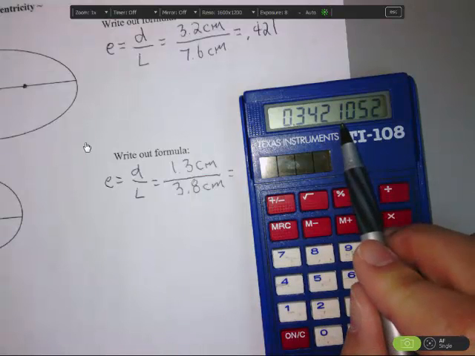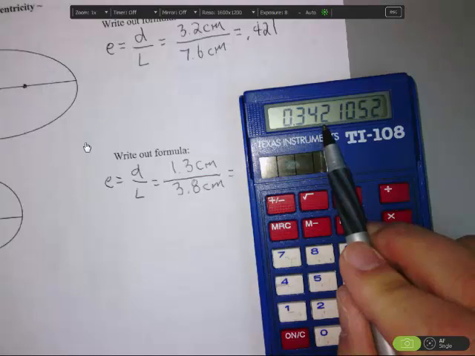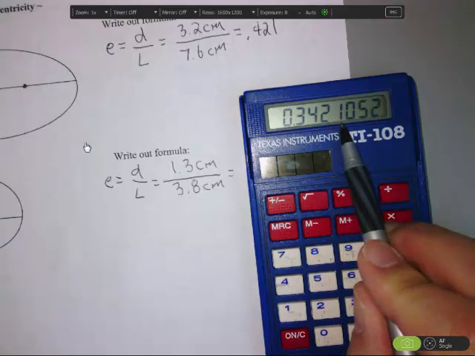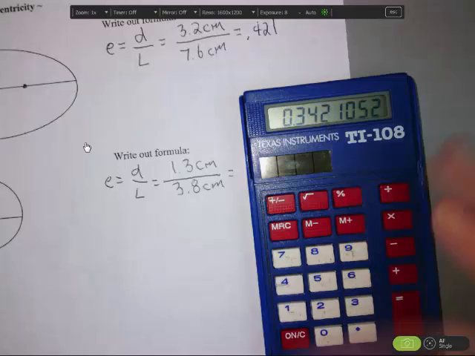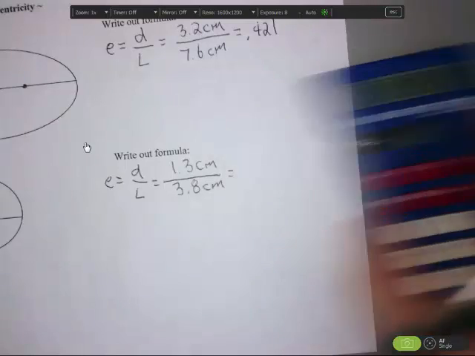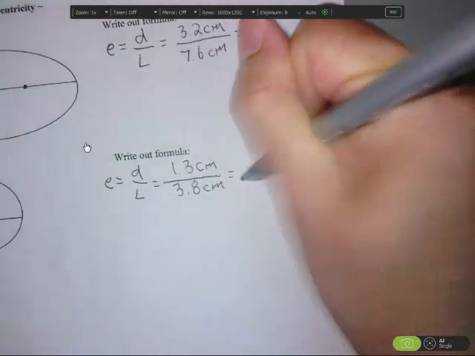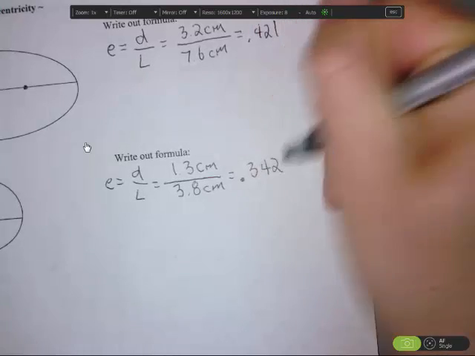Again, that 1 is low enough that it's not going to make this round up. Now, if it was a 5 or higher, that would make this round up. It's going to be 0.342. Again, there's no units.